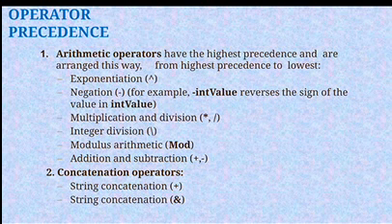Arithmetic operators have the highest precedence and are arranged this way from highest precedence to the lowest. So in the previous slide, as we know, exponential is the first priority, and next is negation, which reverses the sign of the value. Next priority goes to multiplication and division. Next modulus, addition and subtraction finally.